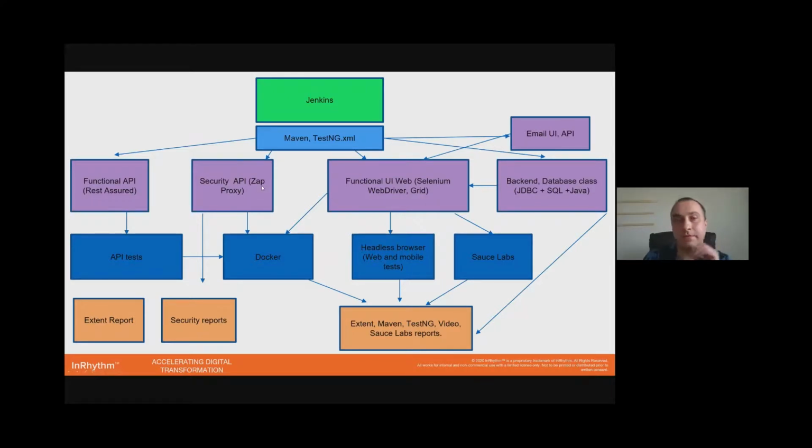The proxy intercepts this HTTP traffic and analyzes this traffic using the passive scanner. And after that, it provides different security test results. Okay, if you want to check our API functional testing, for example, we used Rest Assured, and we have API test cases, and usually after that we just create our test reports. Everything is good with this part.